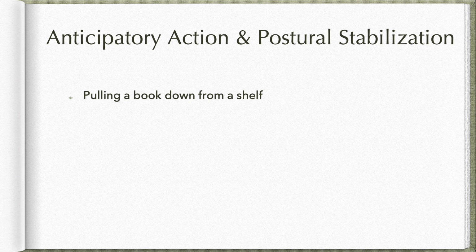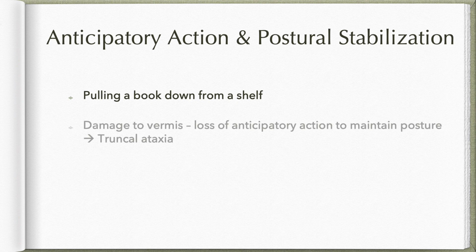Actually, the vermis is involved in this anticipatory action to maintain the upright posture. So damage to vermis results in loss of this anticipatory action. In such cases, the trunk will sway in the direction of reach and a person may even end up in a fall. This is what is known as truncal ataxia.